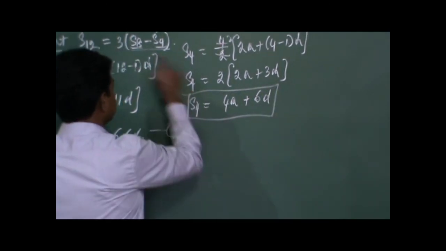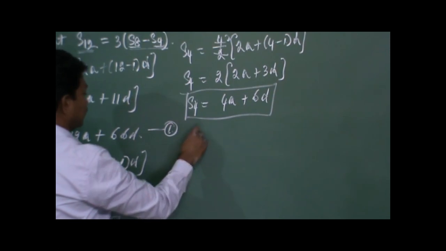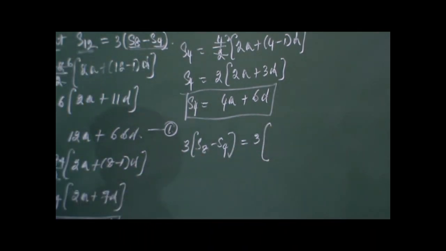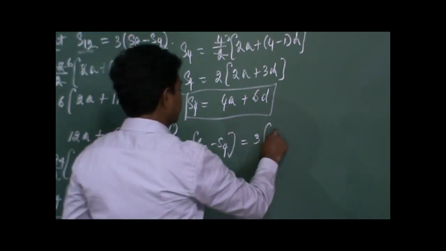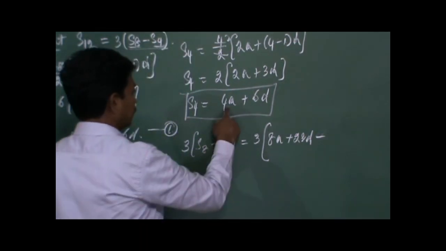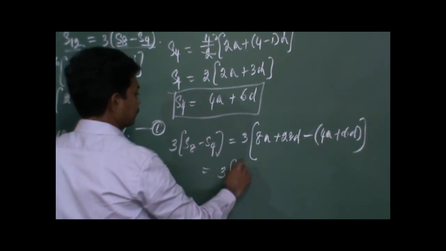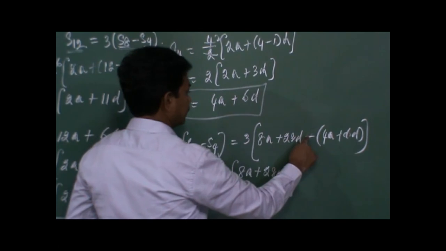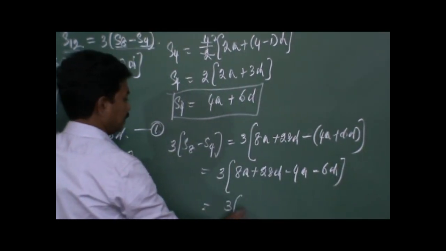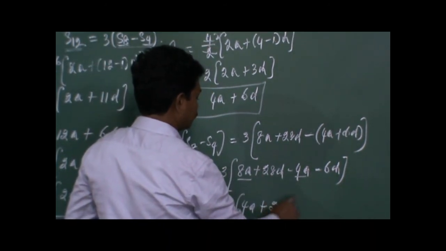Now S8 is ready, S4 is ready. Let us subtract S4 from S8. So therefore 3 into S8 minus S4 can be written as 3 into S8, here it is, 8a plus 28d, minus, because if we have minus here, then S4. S4 is this, so please open brackets, 4a plus 6d. So it is 3 into 8a plus 28d minus 4a, minus into plus 6d is minus 6d. So it is equal to 3 into 8a minus 4a is 4a, plus 28d minus 6d is 22d.